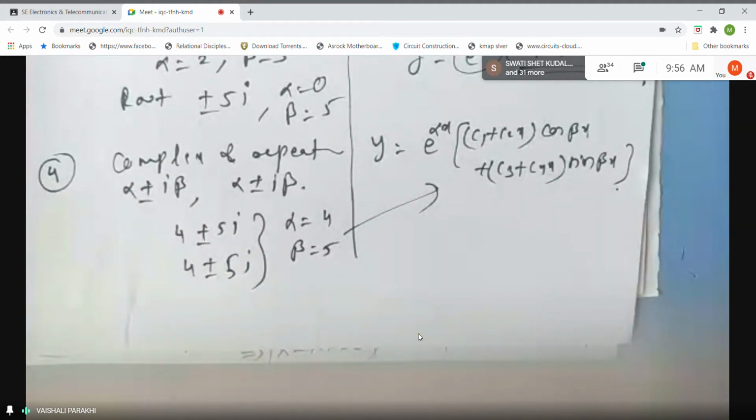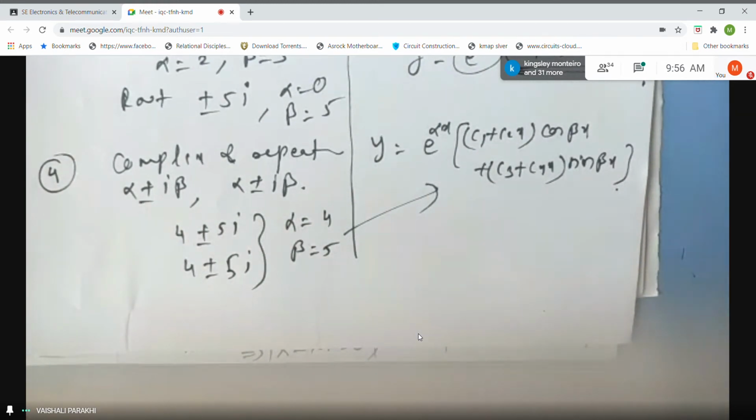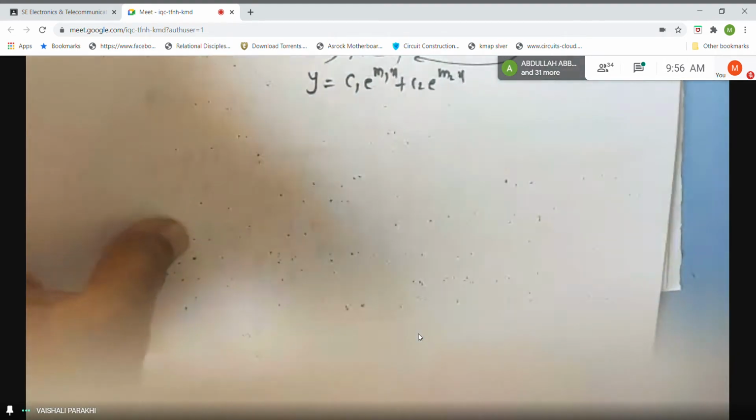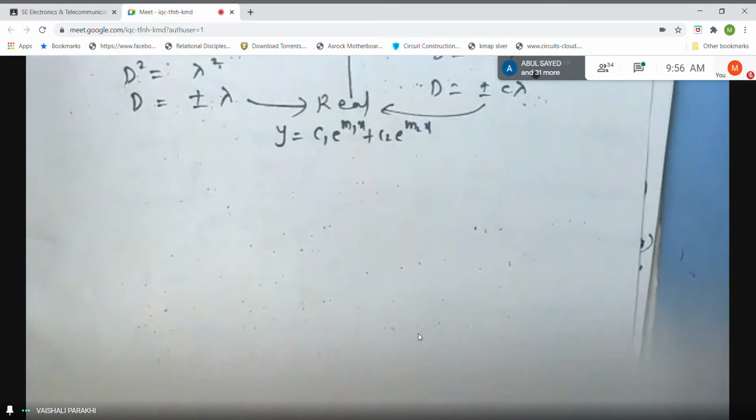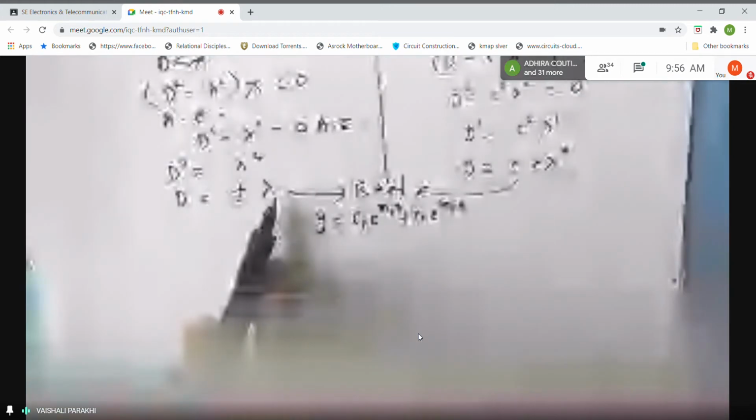All these things you have already done, but I just explained this for the new students also, and as revision for you people, because we are going to use the same concept in the remaining part of the solution of the wave equation. Okay? So let us go back to our derivation here. Now look at the roots. D is equal to plus or minus lambda.